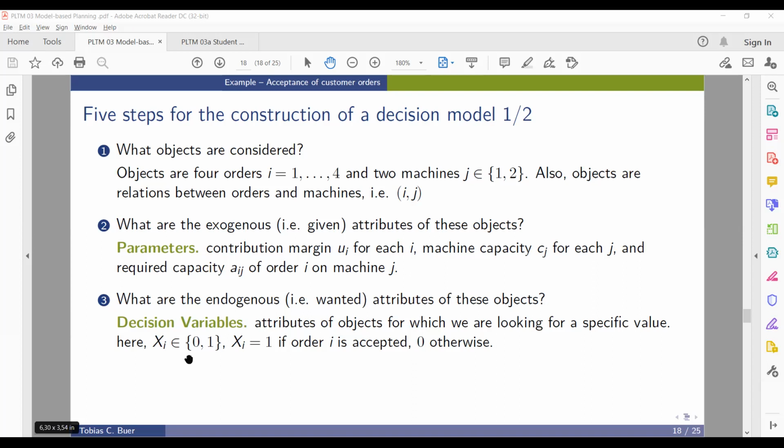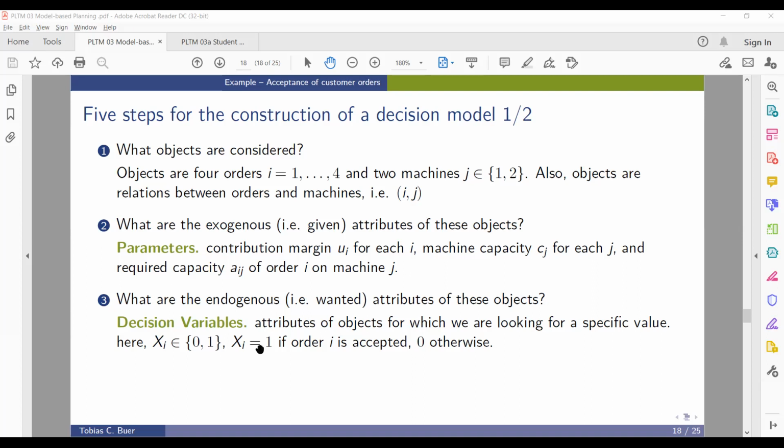And here I denote this with x_i. So we make this decision for each of the 4 orders, therefore i. And if this variable has the value 1, then that means we accept the order i. If this decision variable has the value 0, then it means we reject this order.